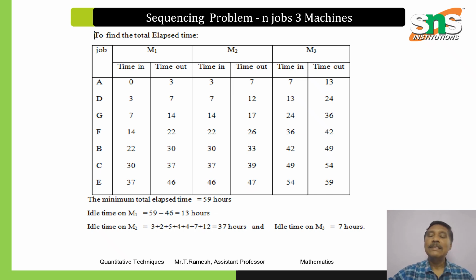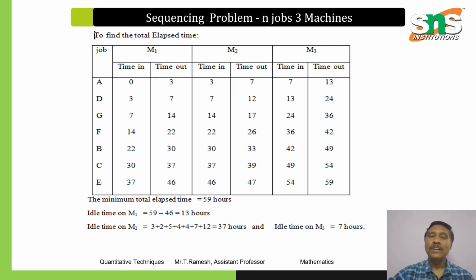After 26 hours, we take this task on machine 3, but machine 3 is still running until 36 hours. After 36 hours, we start the work. So 36 plus the time duration of 6 hours is 42. Next, we take job B on machine 1. Machine 1 is still running until 22 hours. After 22 hours, we'll start. So 22 plus the time duration of 8 hours is 30.